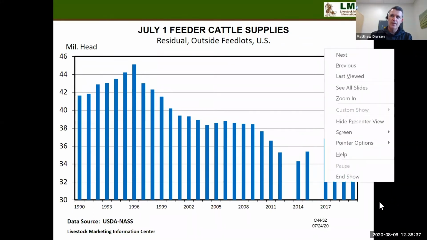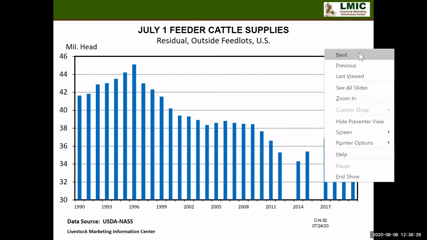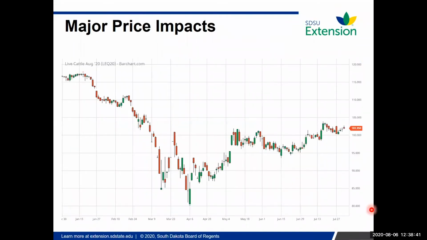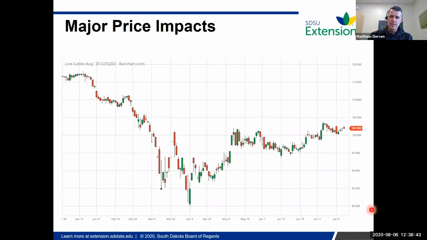Just a little, Matt, will your arrow keys move? Will the arrow keys on your keyboard move the slides? Yeah, I can try that as well. It's a little sticky with the multiple screens going.